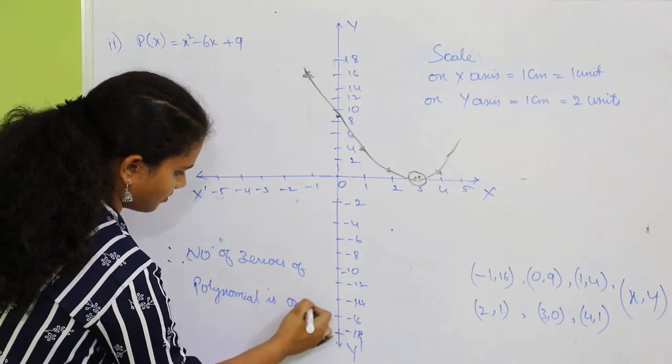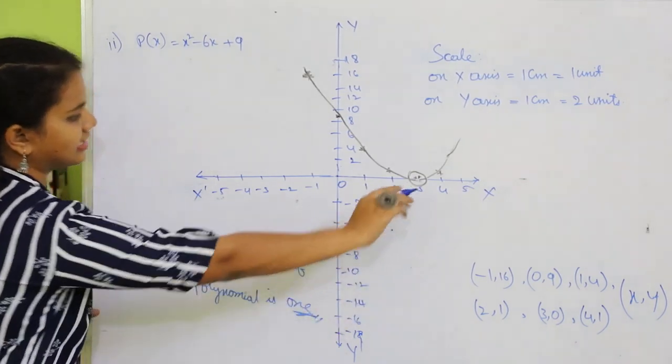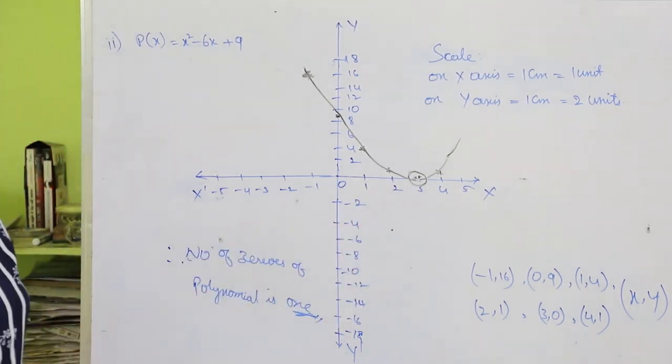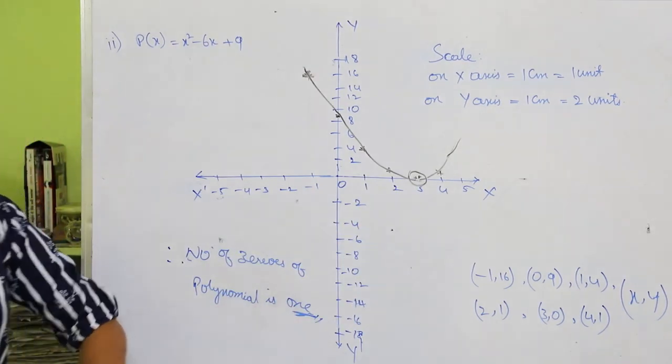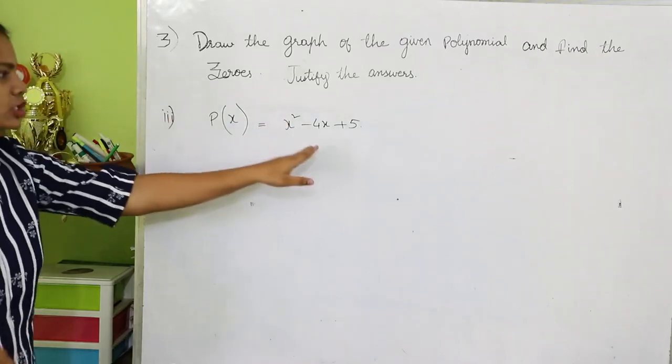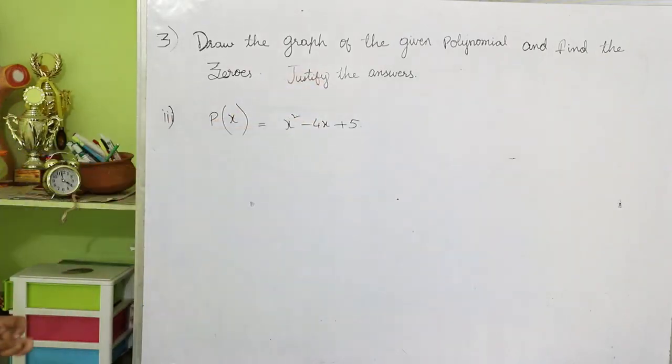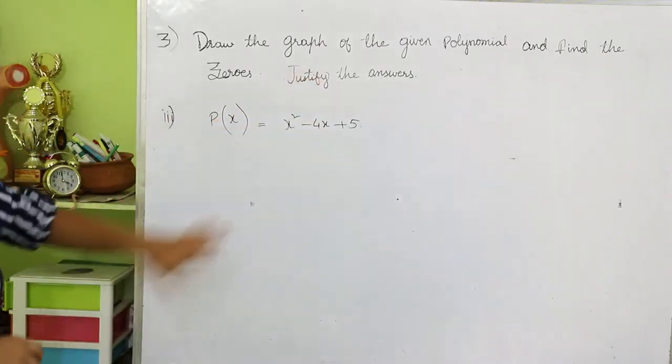Only one digit we have, right? The digit is 3, but only one digit. So that is the number of zeros of the polynomial, so I have taken that 1. P of x equals x square minus 4x plus 5. Now we must find the zeros of this given polynomial.